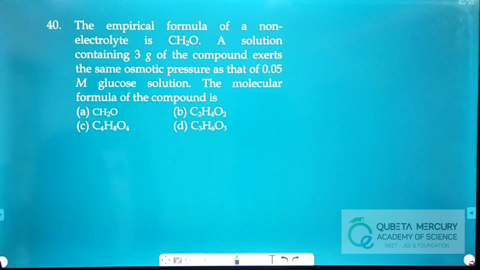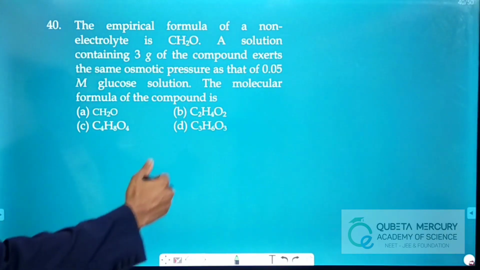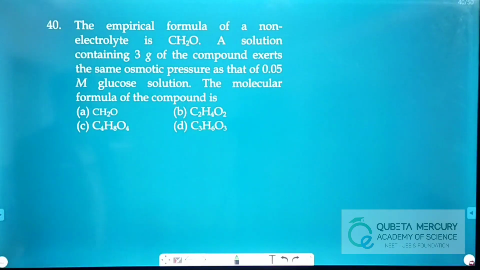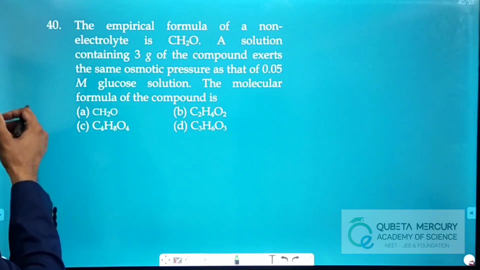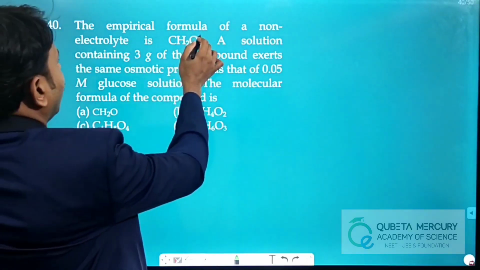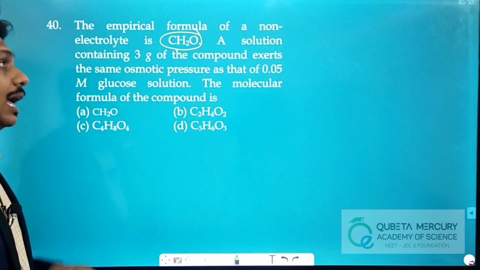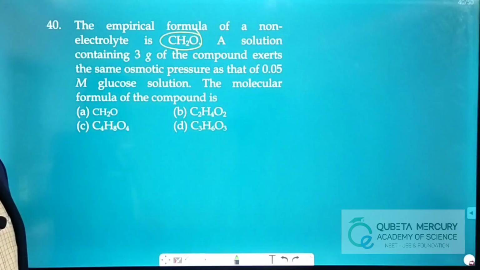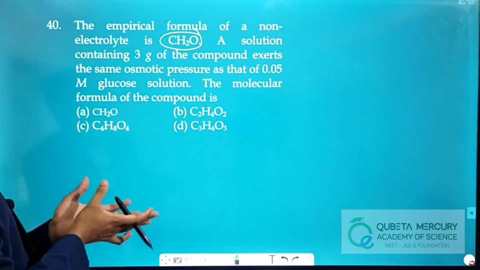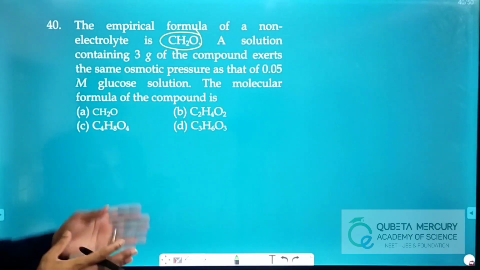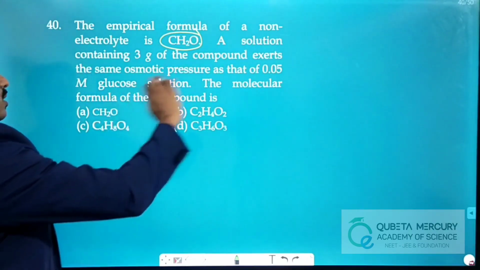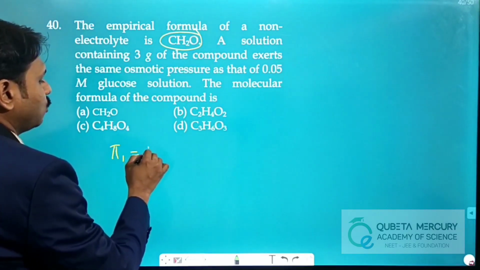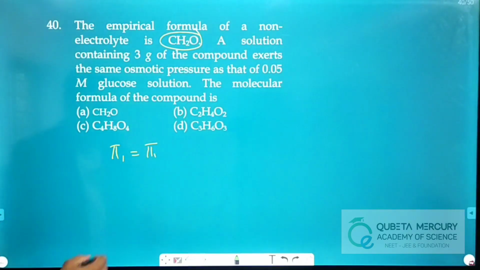So the next question: the empirical formula of a non-electrolyte compound is CH2O. A solution containing 3 gram of this compound exerts the same osmotic pressure as that of 0.05 molar glucose solution. What is the molecular formula of the compound? We have a compound with empirical formula CH2O, and its solution has the same osmotic pressure as 0.05 molar glucose. How can we find the molecular formula of that compound? Since the osmotic pressures are equal, I can write pi equals pi of glucose.